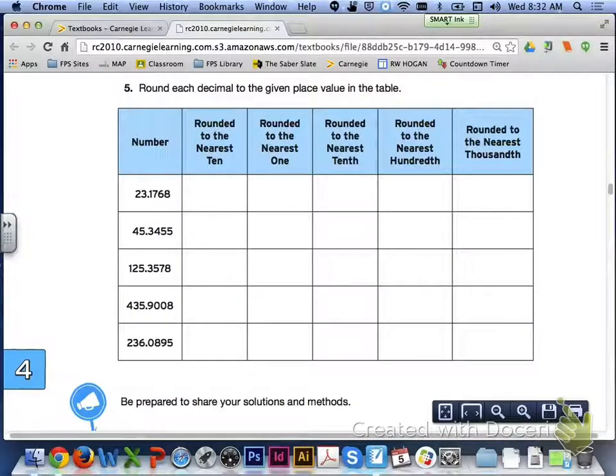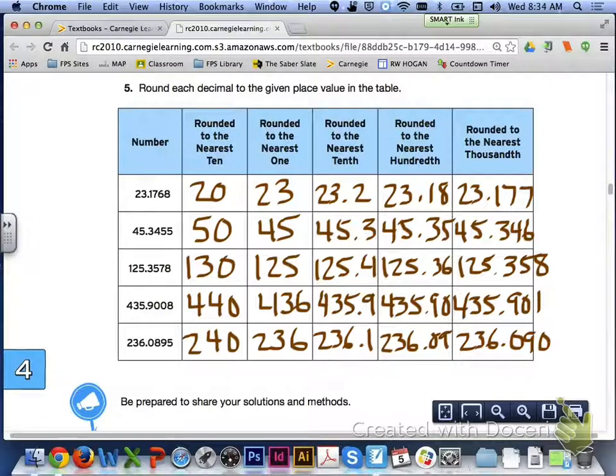And now we can take a look at number 5 and complete the table by rounding each decimal to the given place value. Here is what your table should look like when you are finished after following the rounding rules. So take a look at the decimals that you came up with for the given place values that you needed to round to.